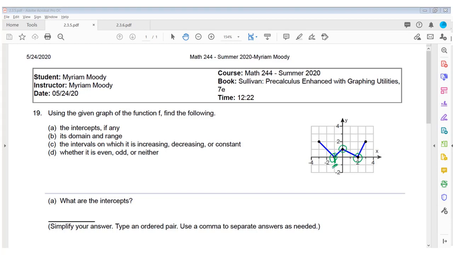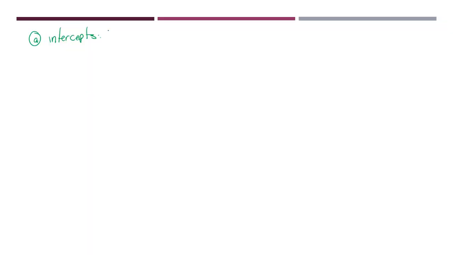So this looks like what? Right here. Yep, that looks like (-1, 0). What is this one? That looks like (2, 0). And this one looks like (0, 1). Okay, so you said (-1, 0), you said (2, 0), and you said (0, 1). So there are our intercepts.